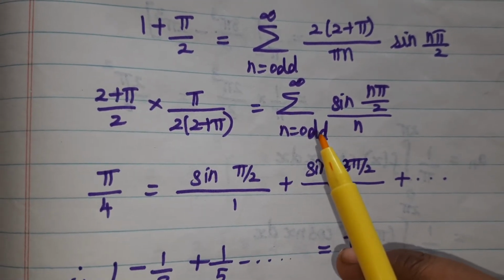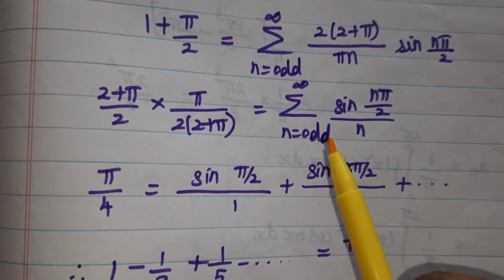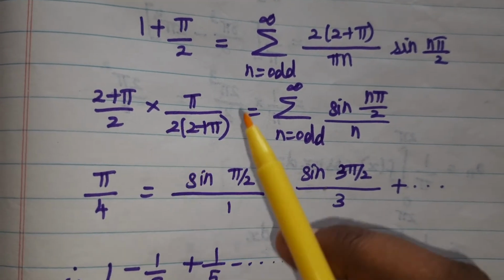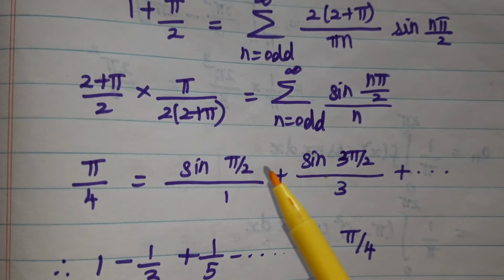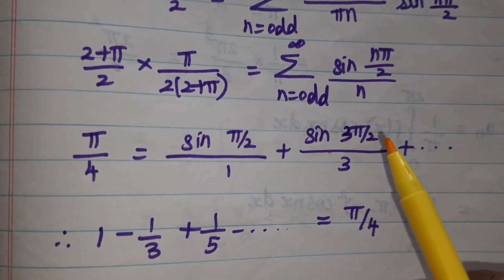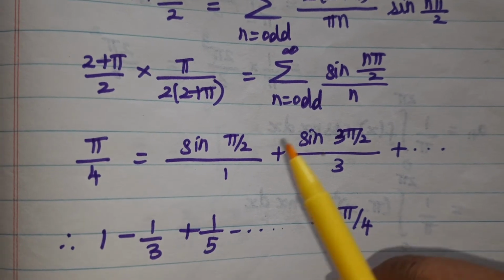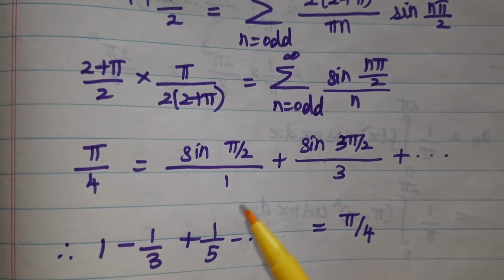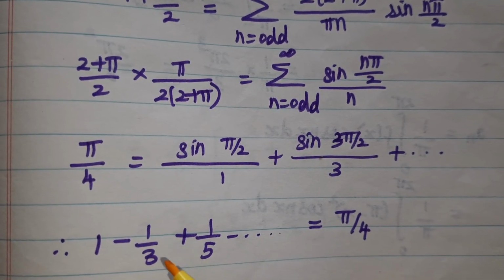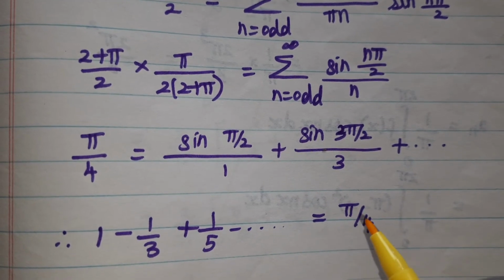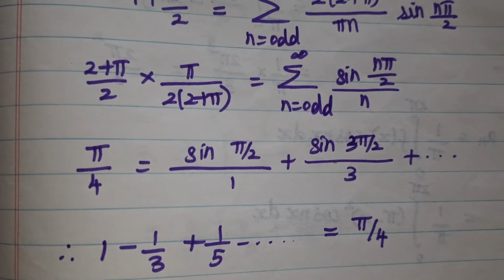So substitute only odd numbers 1, 3 and 5. Here if we solve, we get pi by 4. Here sin pi by 2 divided by 1 plus sin 3 pi by 2 divided by 3 plus etc. Here sin pi by 2 is 1 and sin 3 pi by 2 is minus 1 and etc. Therefore 1 minus 1 by 3 plus 1 by 5 etc. is equal to pi by 4. This is the answer.